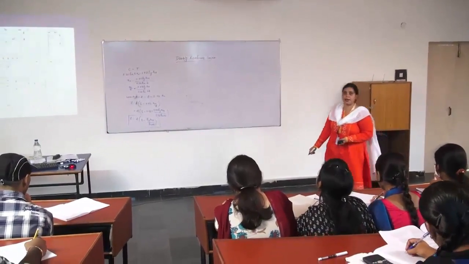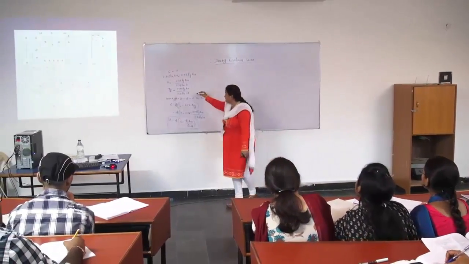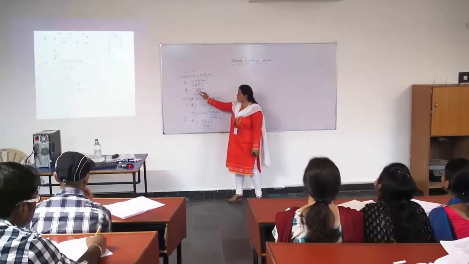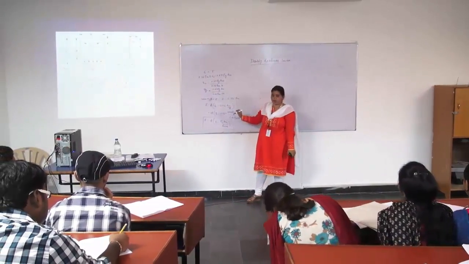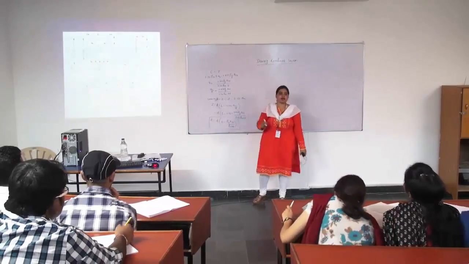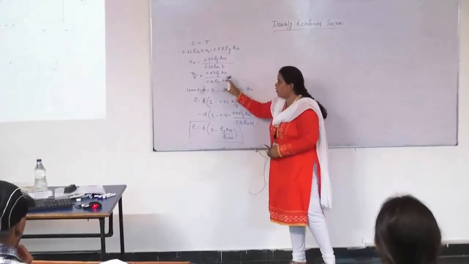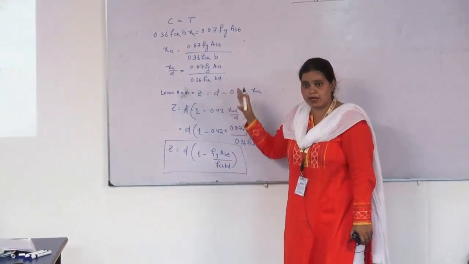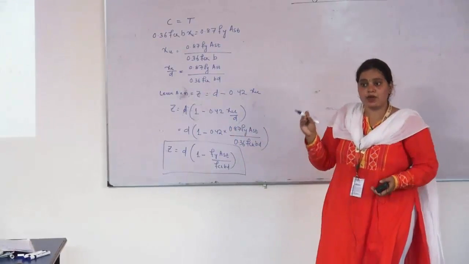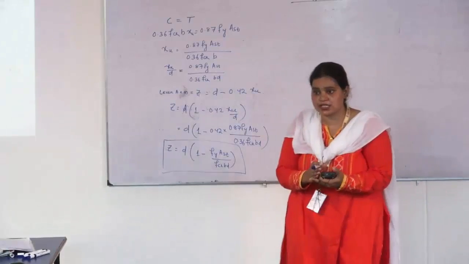Okay, what is the maximum value of XU, or what is the value you have to take? Just see in this, XU by D equals 0.87 Fy AST divided by 0.36 FCK B into D. AST by BD into 100 is PT. If PT increases, automatically XU by D increases or not? If XU by D increases, then we have to limit some value. You have to give some limitation to the XU.